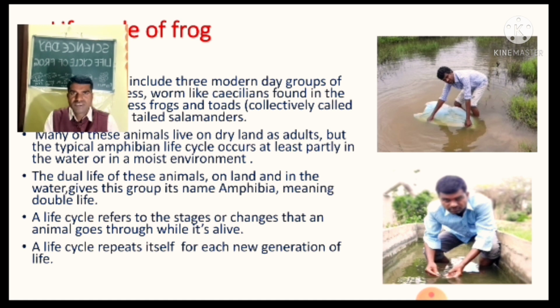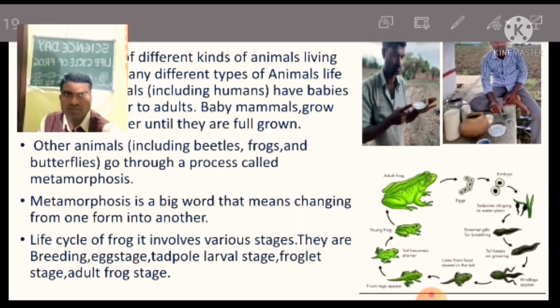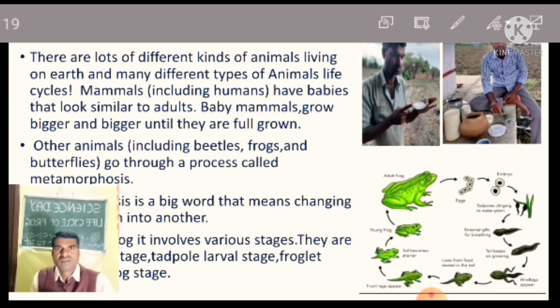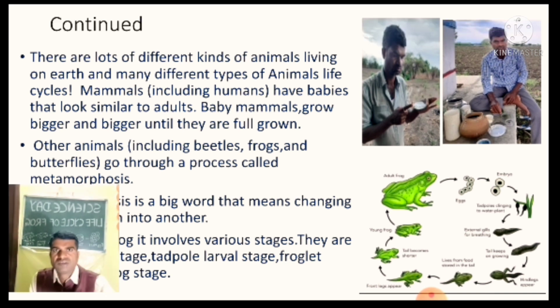A life cycle refers to the stages or changes that an animal goes through while it's alive. A life cycle repeats itself for each new generation of life. So likewise, the life cycle is going on. Next one, continuation part.